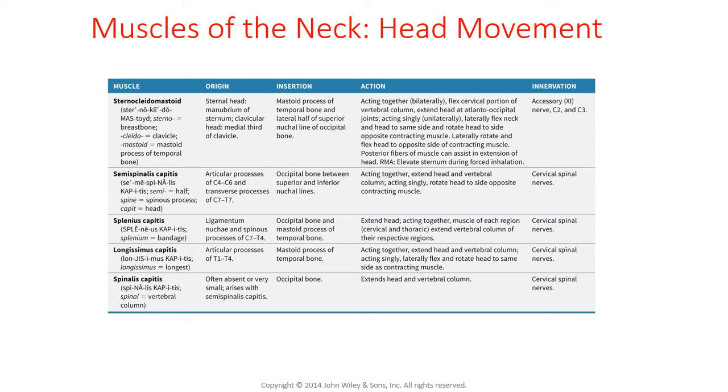Because the sternal area is the actual origin, it's going to pull the mastoid process forward and then across the midline of the body, so it's going to pull the head to the opposing side. So again, the sternocleidomastoid contracting on the left side pulls the head to the right if it's contracting unilaterally. If both of the SCM muscles are contracting together, it's going to basically flex the cervical spine and also flex the head at the same time as well.